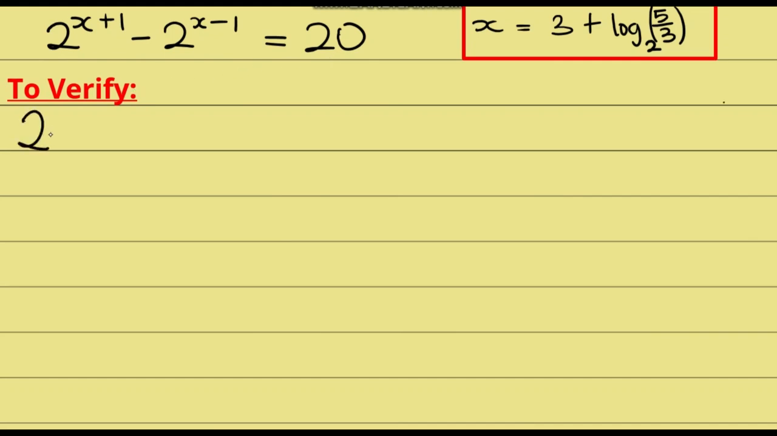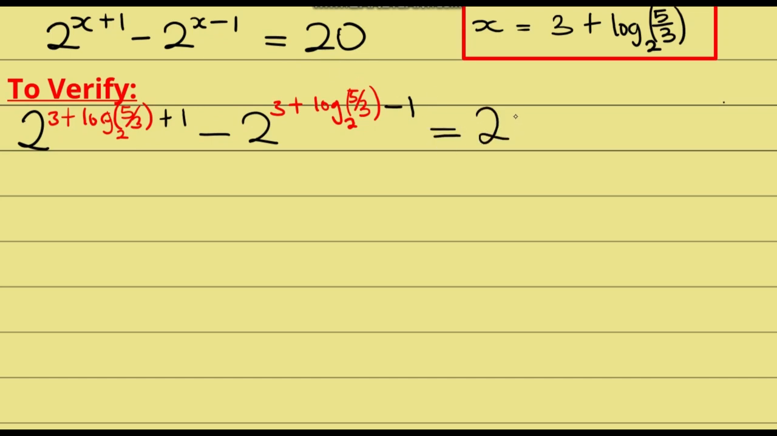We have 2, and instead of x, we insert 3 plus log of 5 over 3 to base 2 into the position of x as it is. Then with this addition of 1 here, we're going to do the same thing here and set just 1, plus 2 raised to the power of x. Don't forget, this time around we have minus 1. What we're going to put here is also the same thing, minus 1. Then the whole stuff is equal to 20. Therefore, we're going to confirm if this left side is going to be equal to 20, which is at the right hand side.